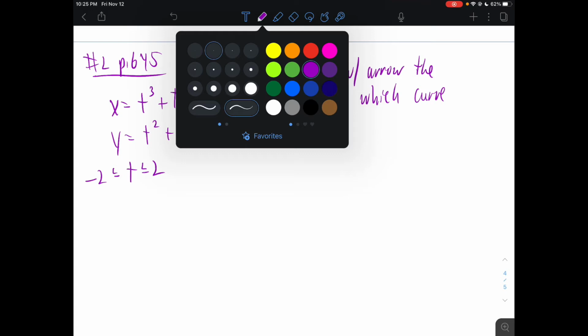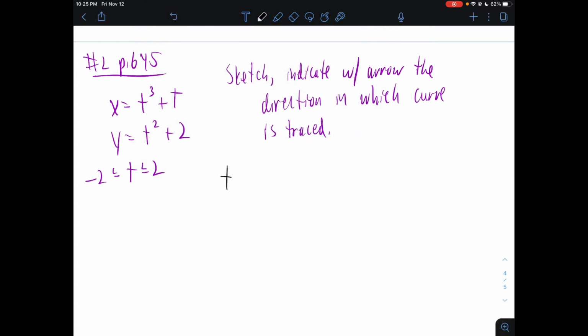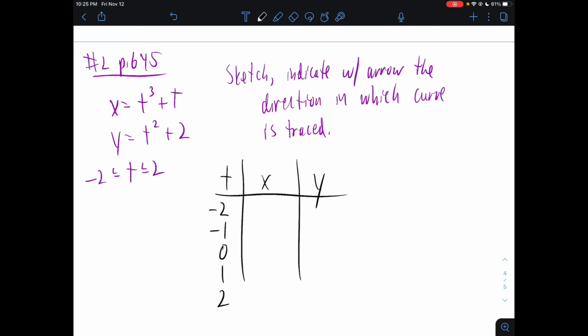So just like in the last example, I'm going to make a table of values. Again, t is going from -2 to 2. I don't have trigonometric functions, so I don't have to use anything with pi, but I could just choose -2, -1, 0, 1, and 2. That will probably give me enough.